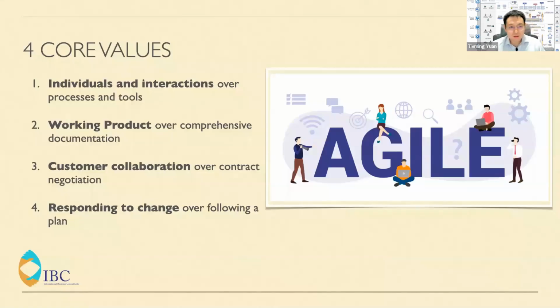Okay, I want you to remember these 4 core values. This is the essence of Agile. So if someone asks you what is Agile, you tell them Agile is a mindset, and Agile is these 4 core values. And if you are able to practice these 4 core values, you might not know what is Scrum, you might not know what is Kanban, but if you say that I value individuals and interaction, I value working product over comprehensive documentation, I value customer collaboration over contract negotiation, and I value responding to change over following plan, I say you are Agile.